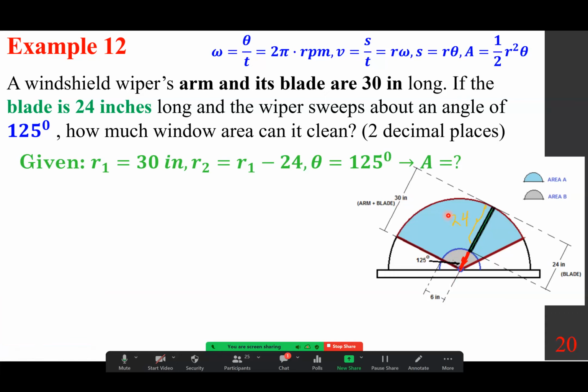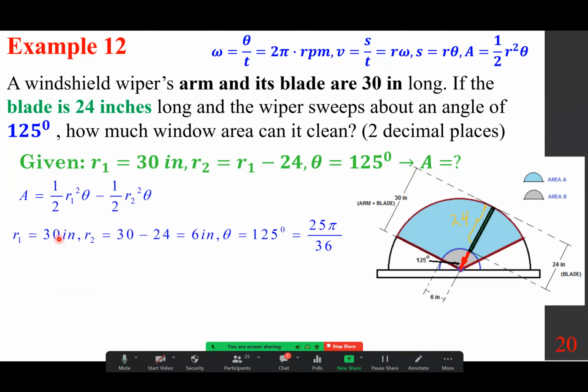That means we calculate the blue one and the gray one using R equals 30. Then we calculate the gray one using the difference between 30 and 24, which is 6. And their difference is what we are looking for. I hope everybody understands. I'm going to quickly recap. The whole area uses R equals 30. And then the gray area uses R 30 minus 24, which is 6, this red one. We calculate both sectors. The difference is the answer. So half of R1 squared theta minus half of R2 squared theta. And R1 is 30, R2 is 30 minus 24 is 6.